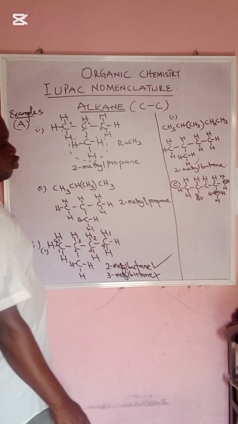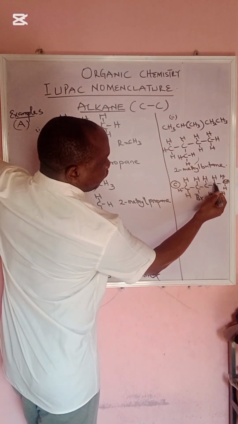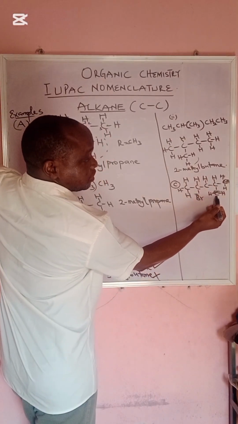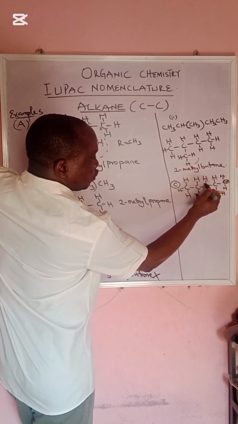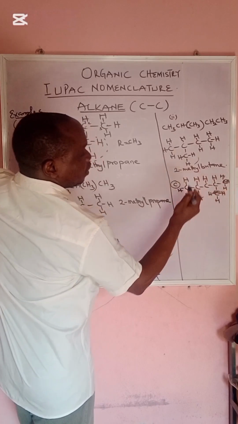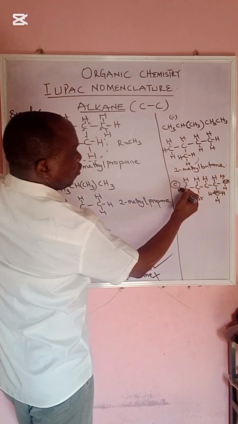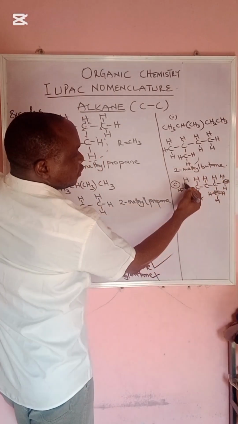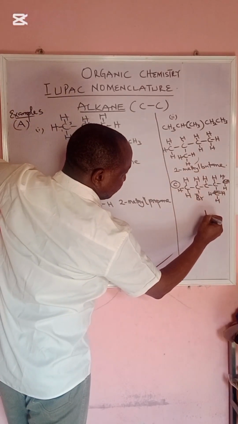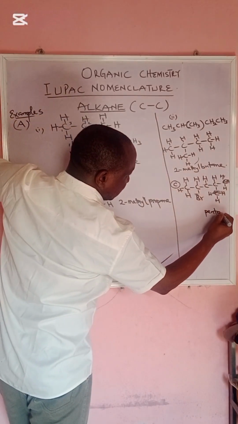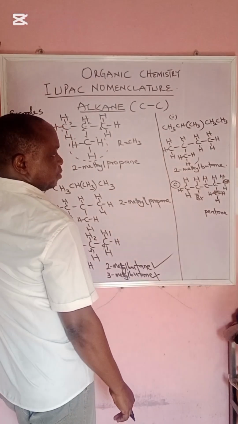So if you have to name this, you look for the longest chain. You can count it: 1, 2, 3, 4, 5. The longest is 5. Let me count it from left to right, 1, 2, 3, 4, 5. I can go straight or I can come like this, it's the same thing. So the longest is pentane. That's the parent name.